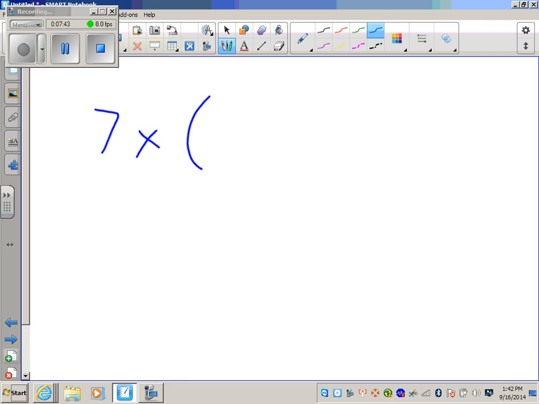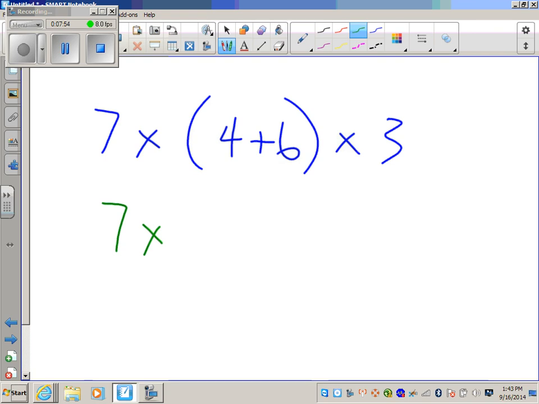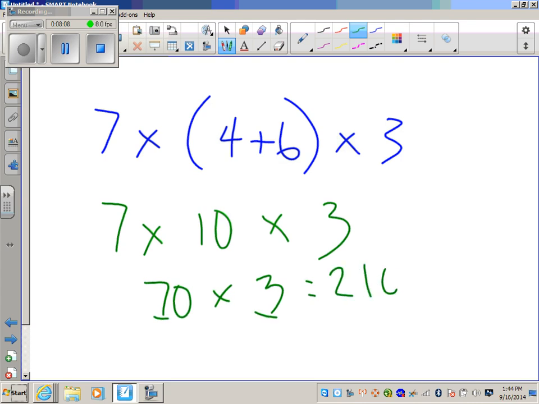Seven times, parentheses, 4 plus 6, times 3. Give it a shot. There are parentheses. What's inside the parentheses? 4 plus 6 is 10. I'm just going to substitute. I'm just going to bring that down. Okay? 7 times 10. 70. Times 3. 7 times 3 is 21, plus a 0 is 210.